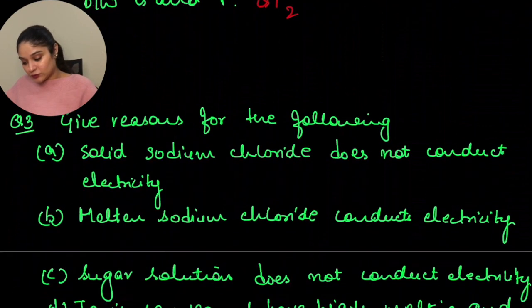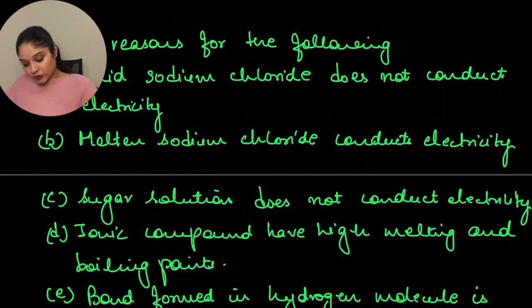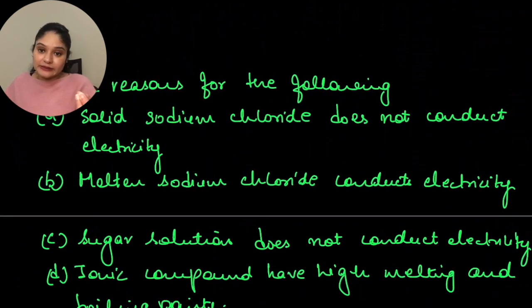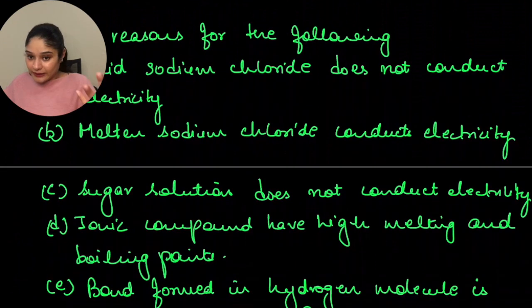Now let's move to the next one. Give reasons for the following. The first is solid sodium chloride does not conduct electricity. The basic reason is that solid sodium chloride will not have any free ions, and the absence of free ions will not help in conduction of electricity. So that's the reason for it. Then the next is molten sodium chloride conducts electricity because when you have molten sodium chloride, it has the presence of free ions and they can easily help in the conduction of electricity.